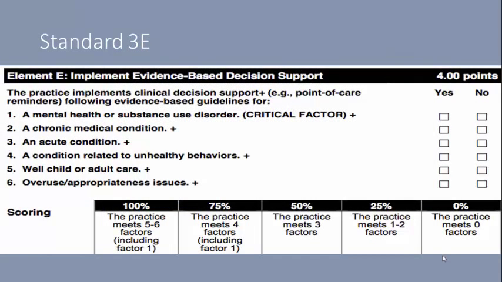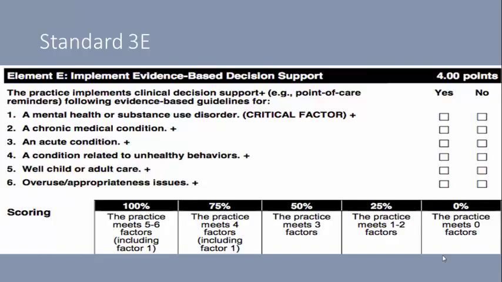And then standard 3E. This one can be somewhat confusing until you understand what it is, and once you do, it makes a lot of sense. This is where NCQA wants you to implement point-of-care clinical decision support based on evidence-based guidelines for conditions that are important to the care of your practice. So what does all that mean? Let's just give an example.